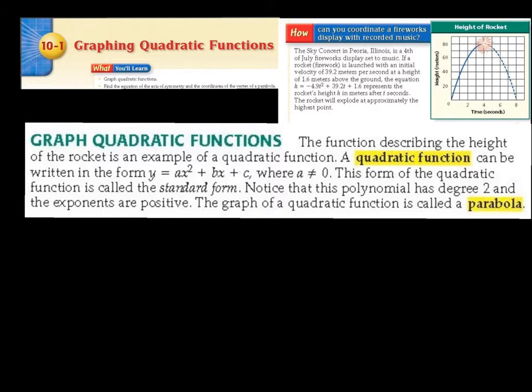The function describing the height of the rocket is an example of a quadratic function. A quadratic function can be written in the form y equals ax squared plus bx plus c, where a does not equal 0. This form of the quadratic function is called the standard form. Notice that the polynomial has degree 2 and the exponents are positive. The graph of the quadratic function is called a parabola.